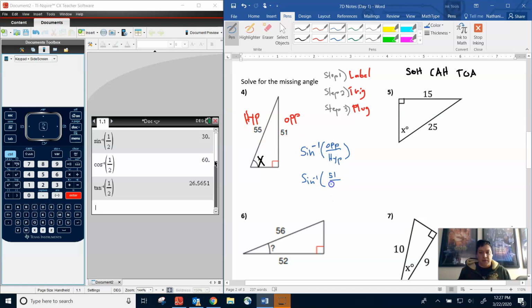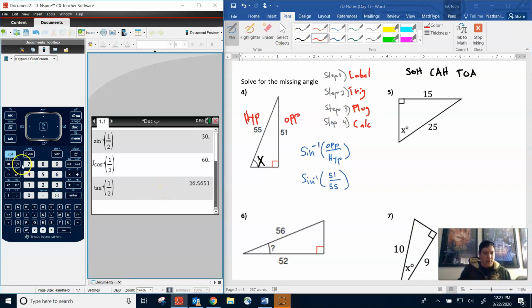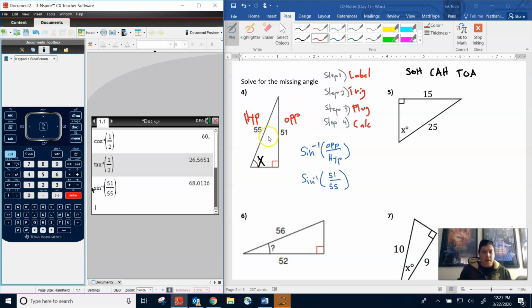Our hypotenuse is 55. And that's it. So then the last step here is just to put it in your calculator. Step 4, you just put in your calc. So let's plug this into the calculator. We're going to go trigonometry, sine inverse, 51 divided by 55. Hit enter, bam. And that's the angle that we are missing there.